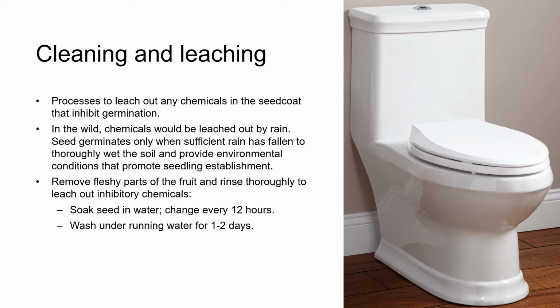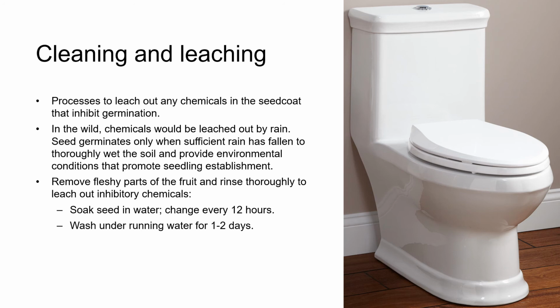Finally, cleaning and leaching. Cleaning refers to the removal of fleshy parts of the fruit around the seed, and leaching involves thoroughly rinsing the seed in clean water to leach out any inhibitory chemicals in the seed coat or seed that may prevent germination. Again, these inhibitory chemicals are a survival mechanism in the wild and ensure that the seed will only start to germinate when sufficient rain has fallen and the soils are moist enough for seedlings to establish.